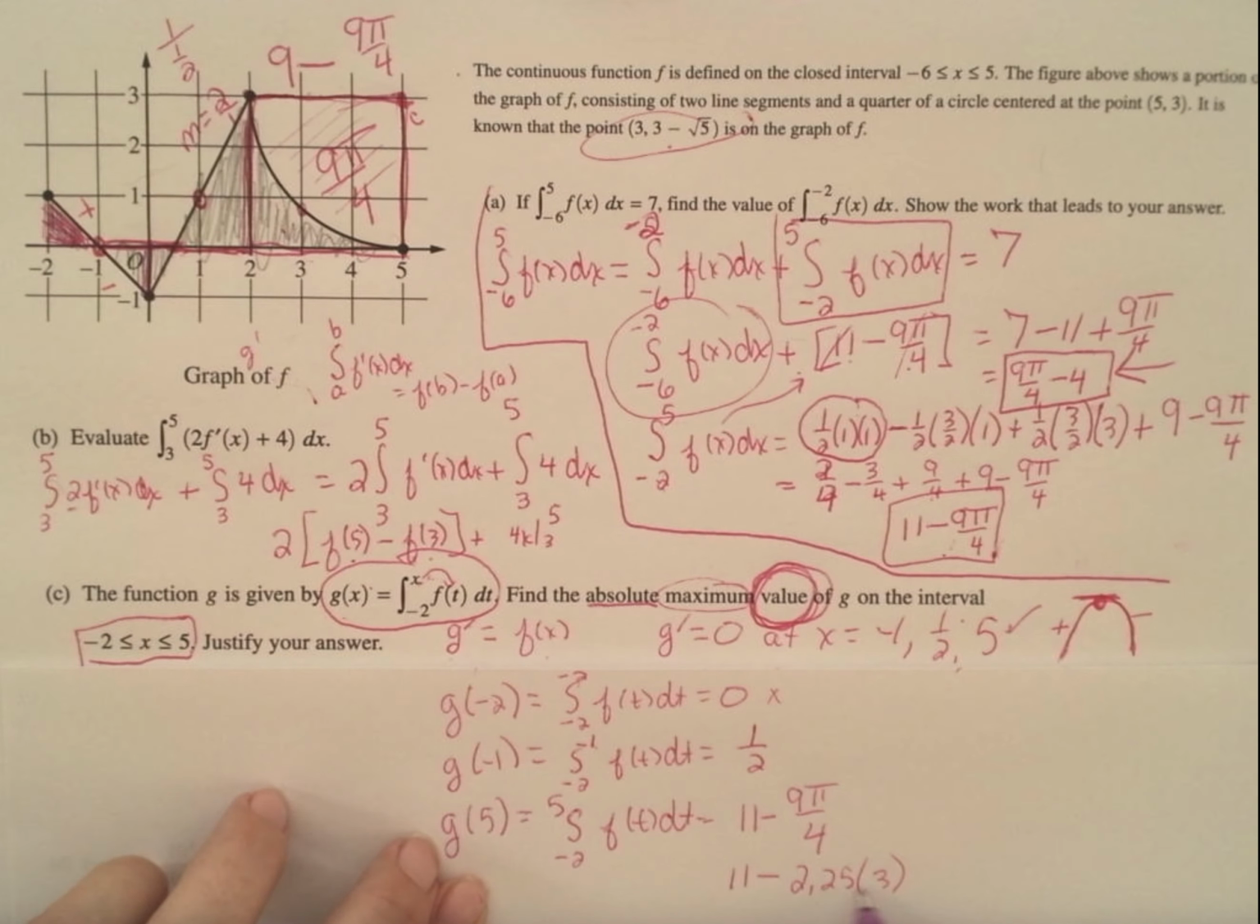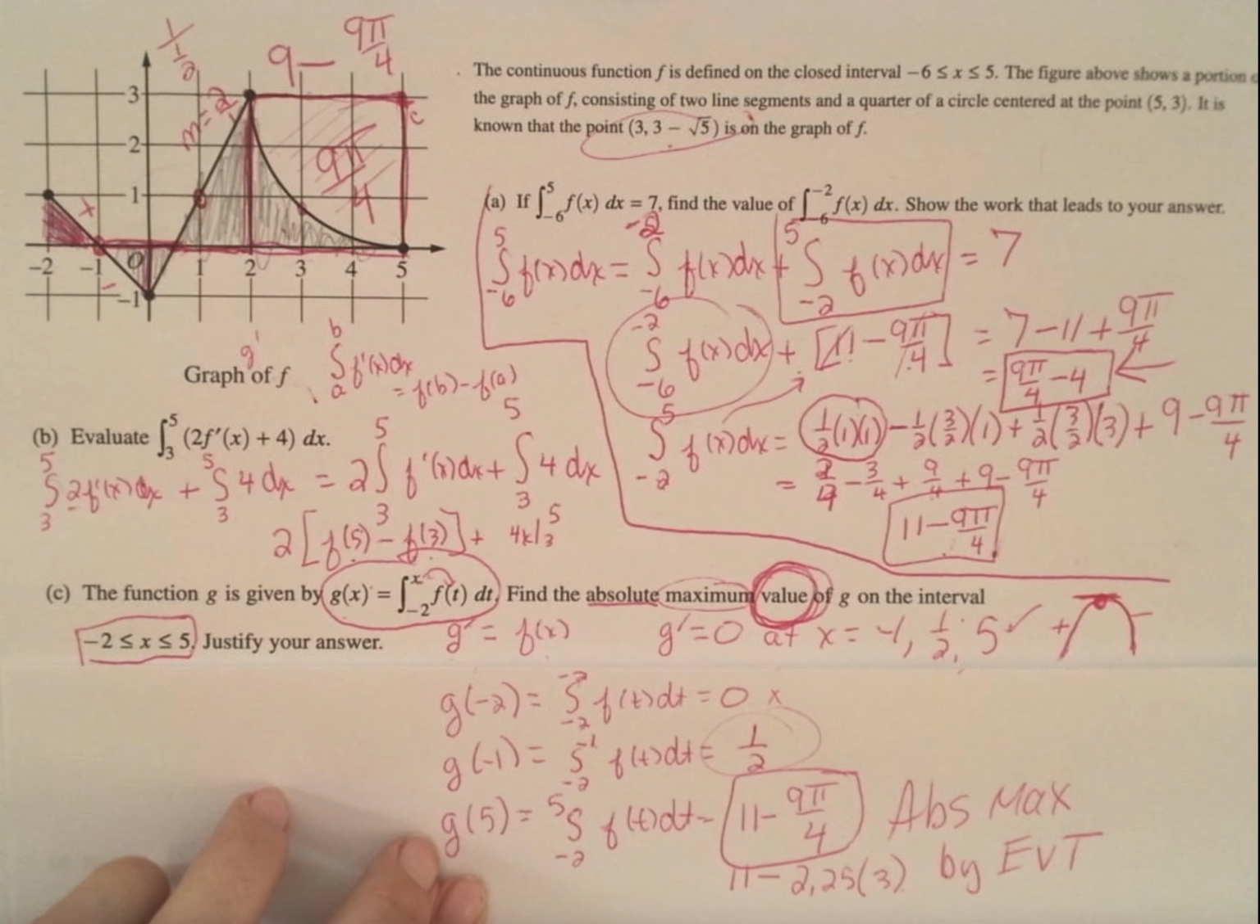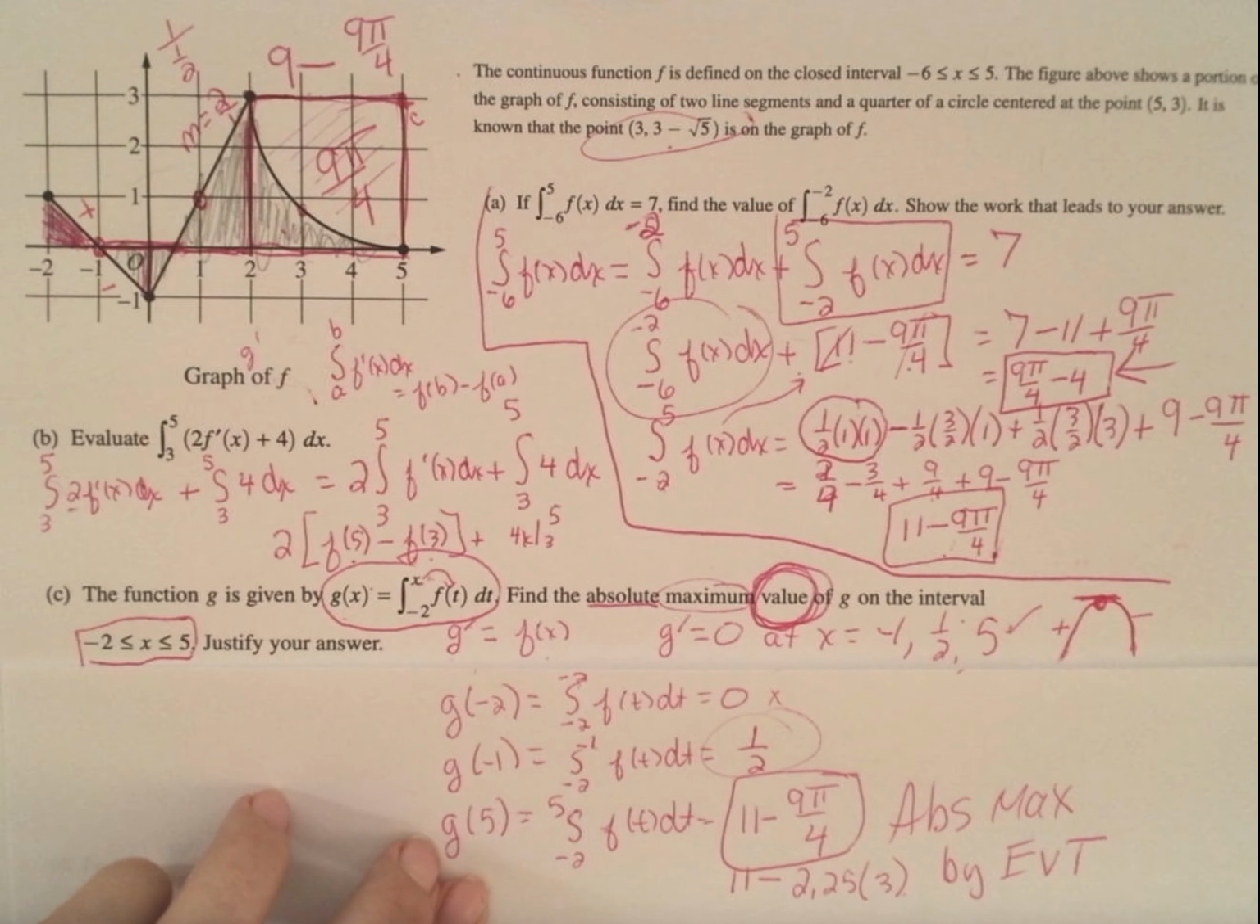11 minus 8 is still 2. Even if it was 9, it's still going to be more than 1/2. So this number is greater than 1/2. This then would be your absolute max. Now I like to write absolute max by EVT. You're not required to write by EVT, but hey, why not show off when you know that's what you're supposed to be doing? Then it's crystal clear that you know what's going on. And so my answer is the number 11 minus 9 pi over 4, because they wanted the value.